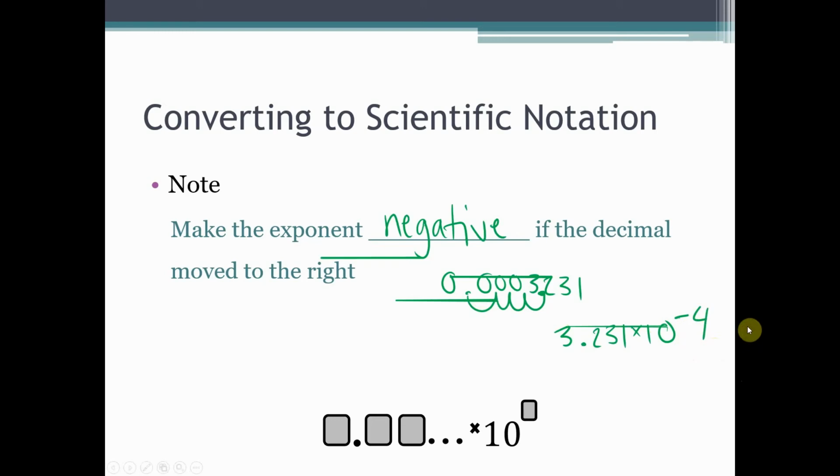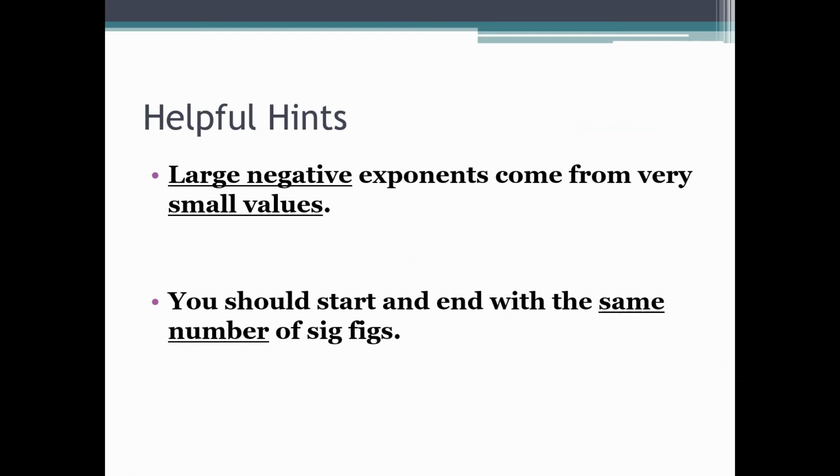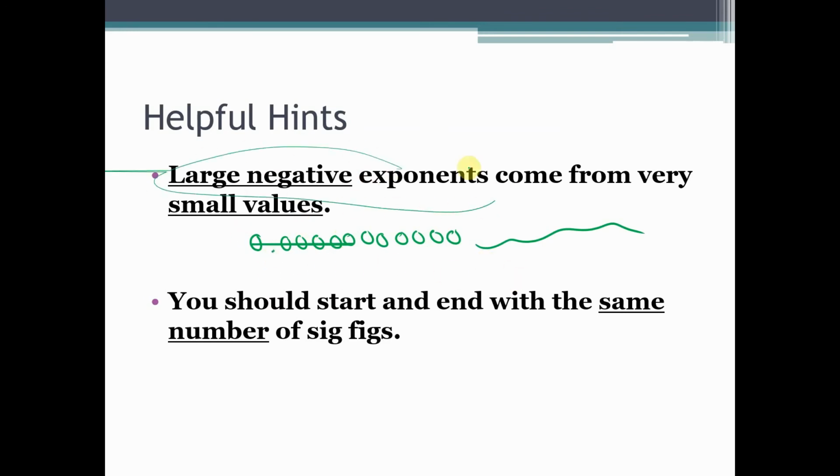So rather than remembering that exact rule, something that I think is a little easier to remember: if you have a large negative exponent, it came from a very small value. It came from a 0 followed by a lot of zeros, so many zeros before you actually got to non-zeros. That's because you had to move the decimal point a lot of spaces to the right. So that large negative exponent comes from moving a lot of spaces to the right.